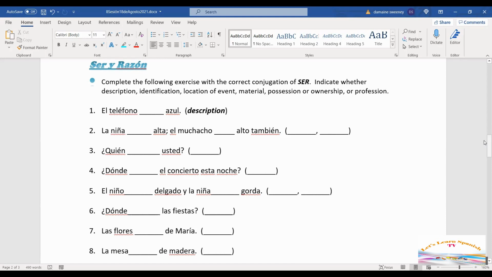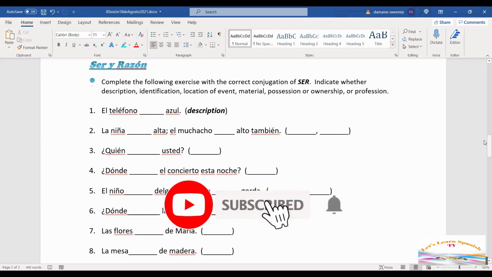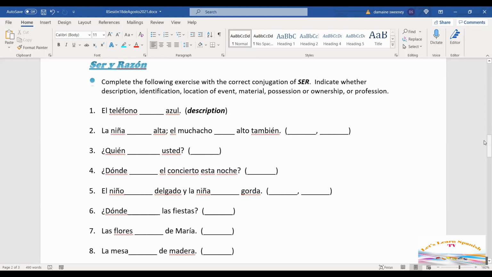And number 5. El niño es delgado y la niña es gorda. El niño es delgado, the boy is skinny, and la niña es gorda. Okay. Physical description again. Both of those are physical description.